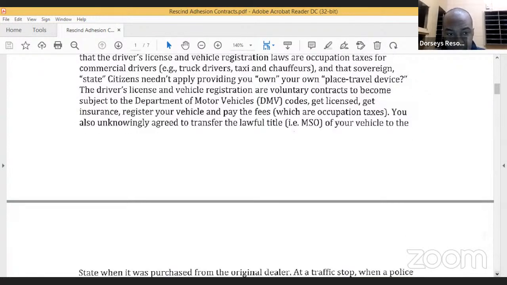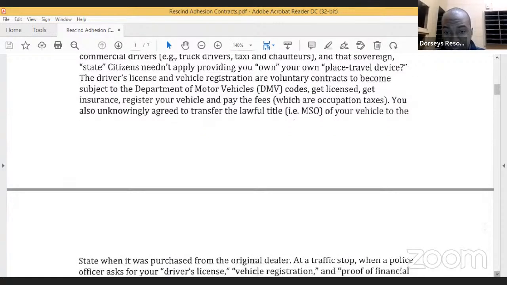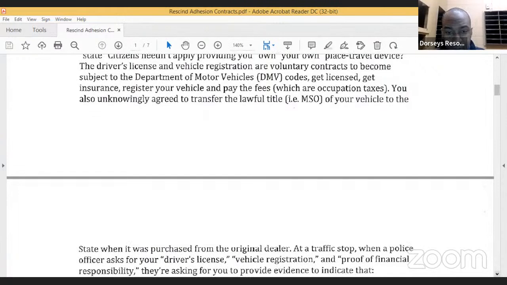So this is also explaining that you unknowingly agreed to transfer the lawful title of your vehicle. You're really supposed to get the MCO, manufacturer certificate of origin, which is the equivalent of the car's birth certificate. But the way the process is, they've created a public side process with the dealerships, the way they run people's credit. That's public. That's a public contract, and they make thousands of dollars.